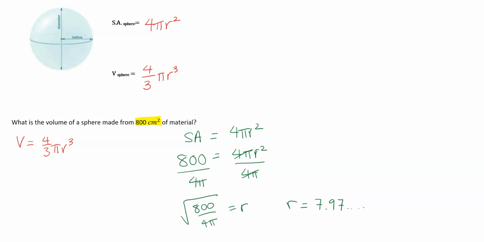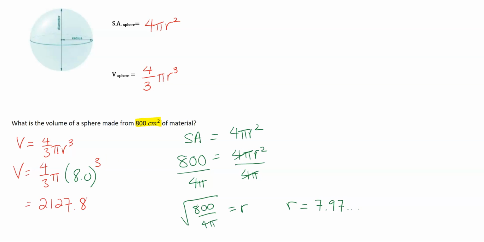Now I can plug that value for r into my volume formula. I had volume is 4/3 times pi times that radius cubed, and we end up with 2,127.8, and because we're talking about volume, it's centimeters cubed.